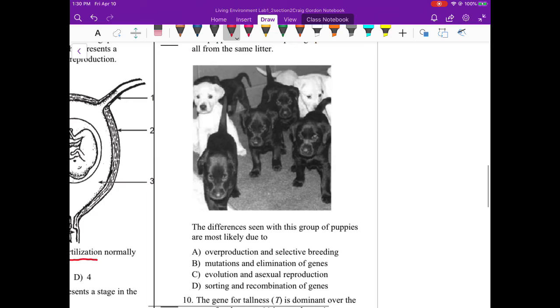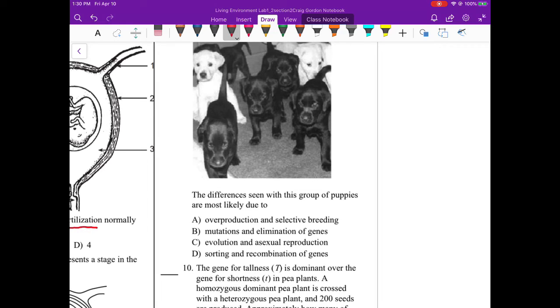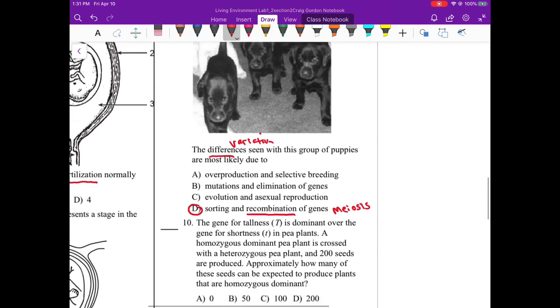Last 2. You see puppies, you see some white ones, you see some darker ones. The difference is seen. We have differences. Another word for that could be variation. Why do we have variation? The answer there is going to be the sorting and recombination of genes. When does that happen? During meiosis.